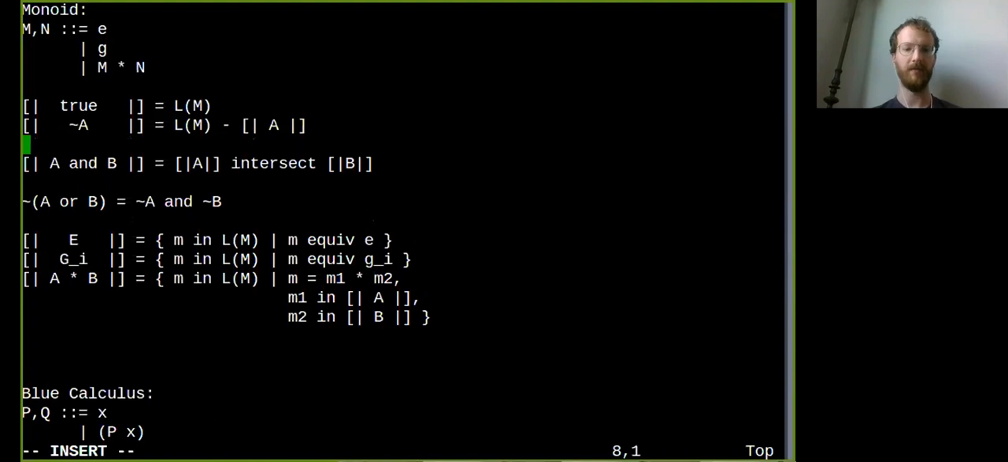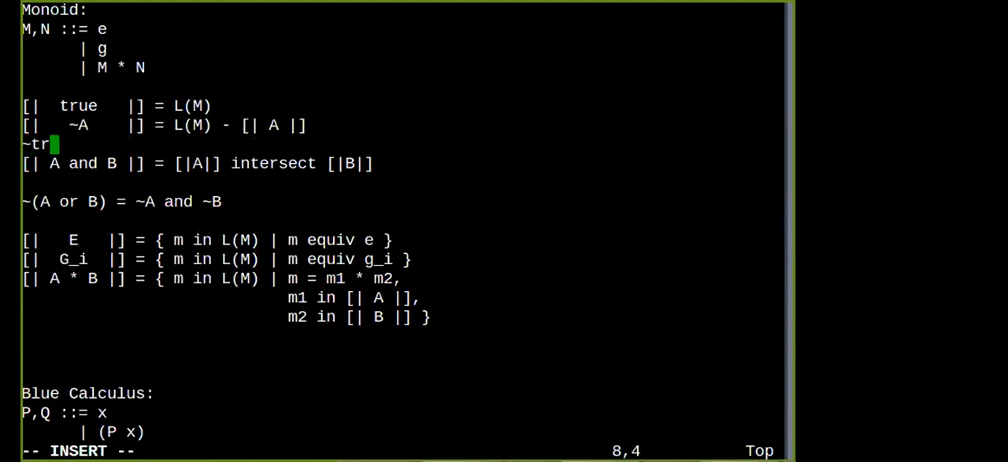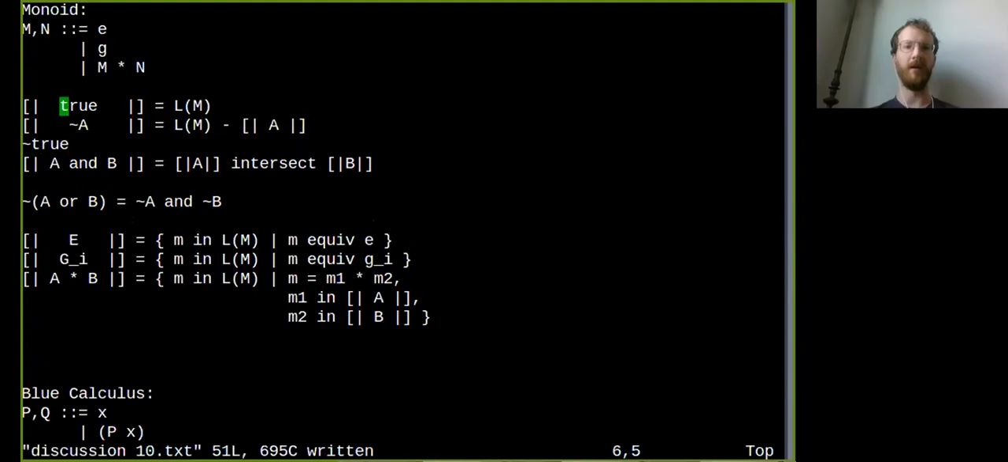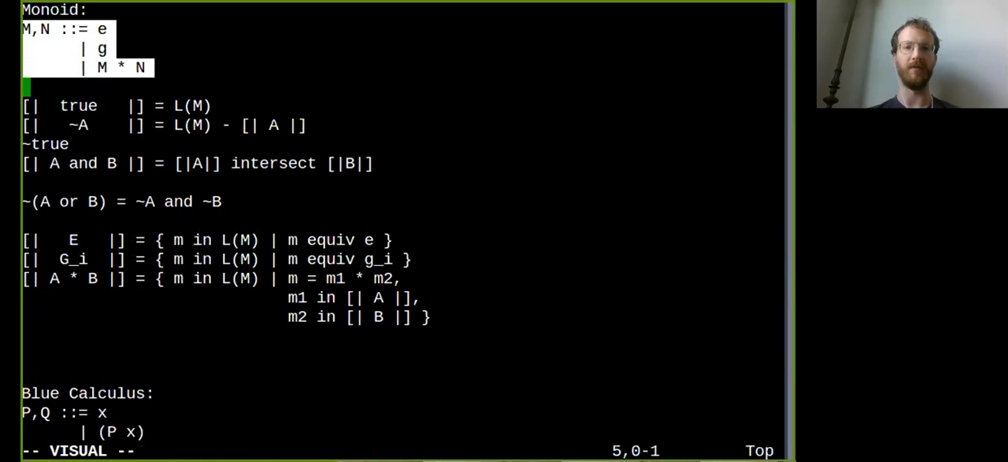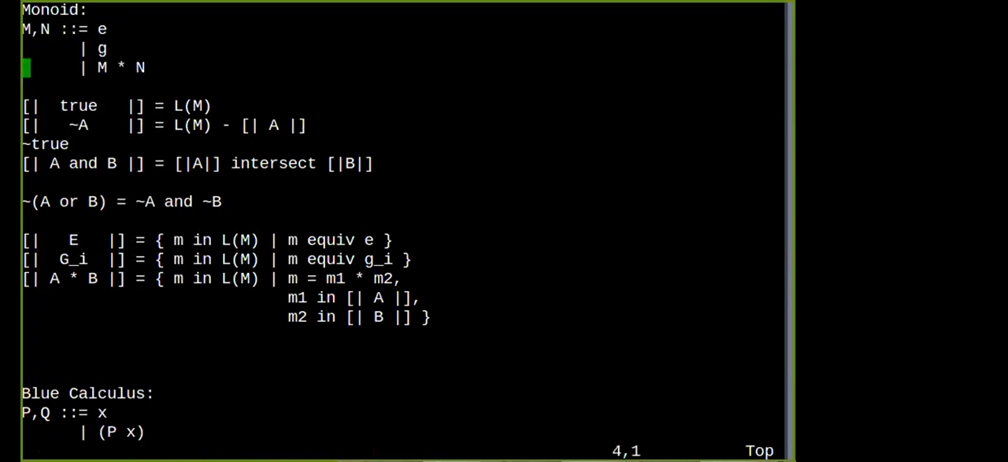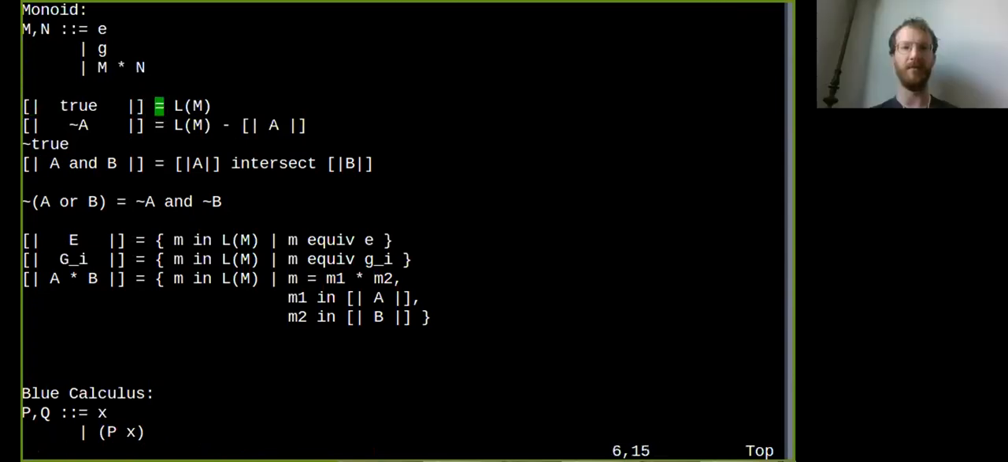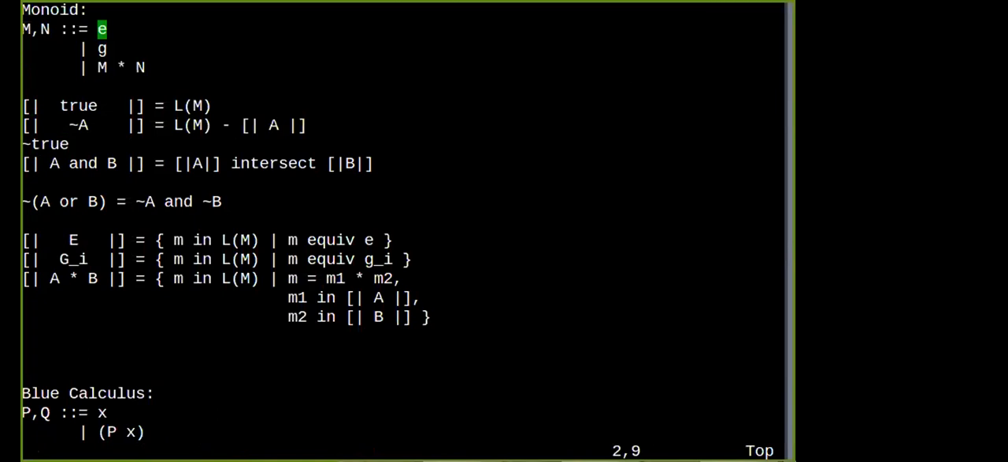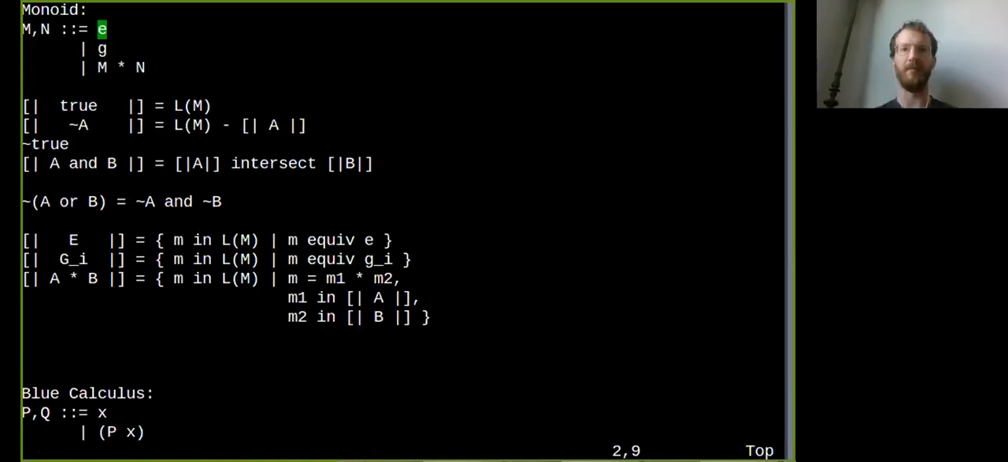Why do we write L of M? That's just to say the language, the set of all terms that's generated by these rules. The language, got it. Yeah, the language of the monoid is what we're looking at here. It's not specific to monoids, it's about grammars, right? Right, it's about grammars, but in this case our grammar is a monoid.